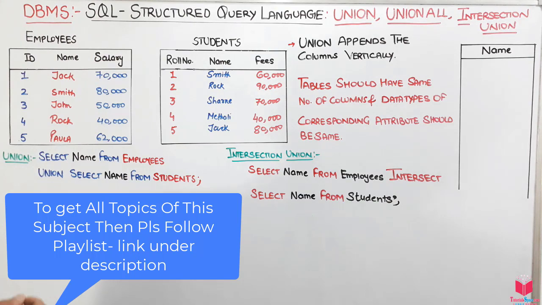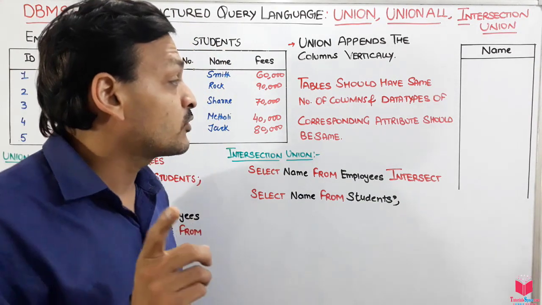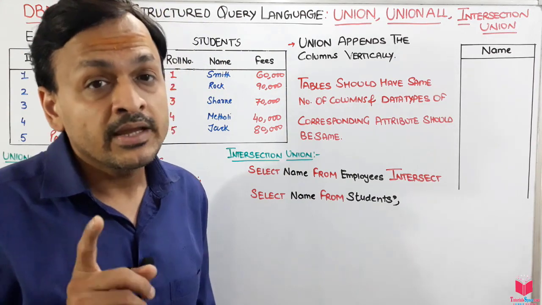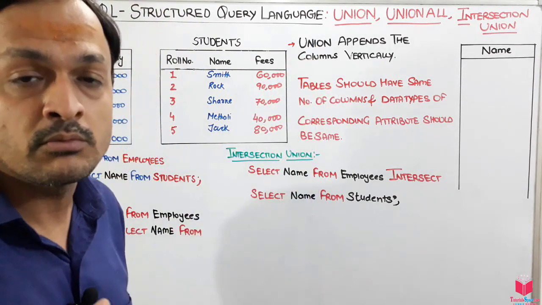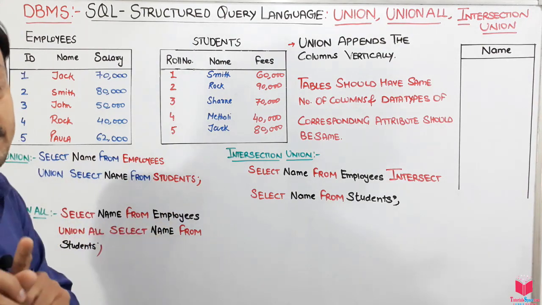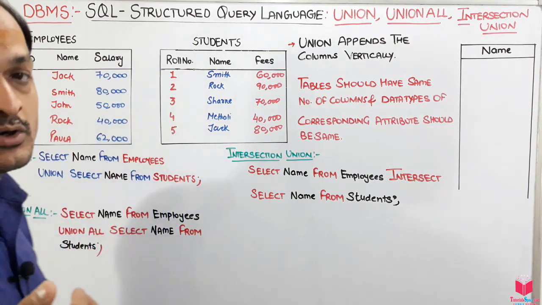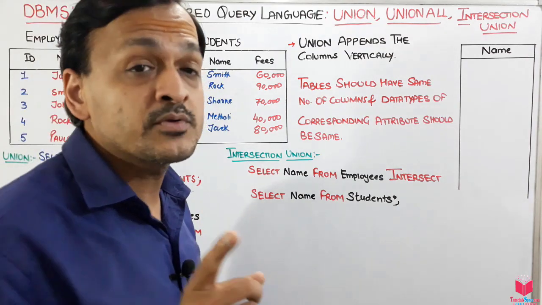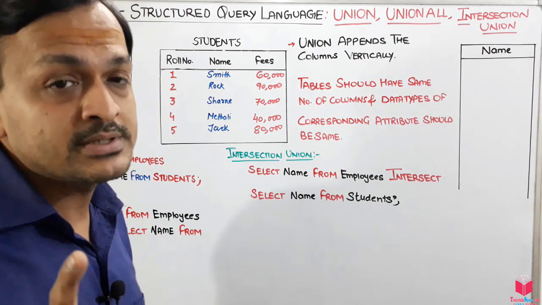The main points are that the tables should have the same number of columns, and the data types of corresponding attributes should be the same. These are the two main requirements for applying union between two or more tables. The two tables should have the same number of columns, that means if one has 3, the other should also have 3 columns. And after that, the data types of corresponding attributes, that means columns, should be the same.